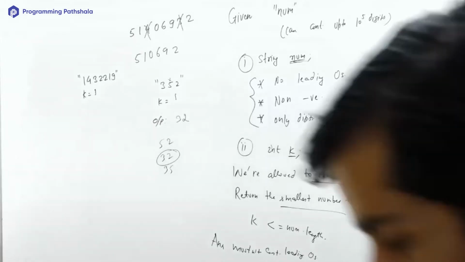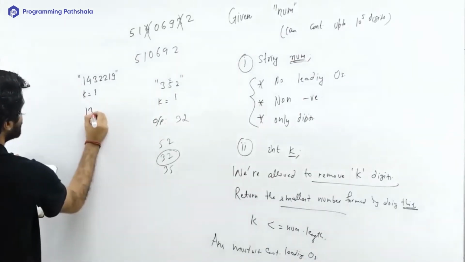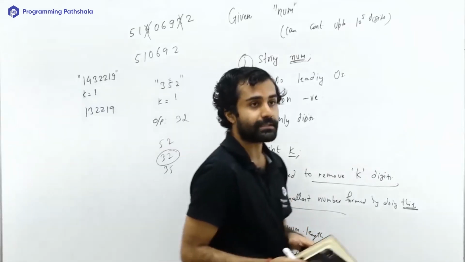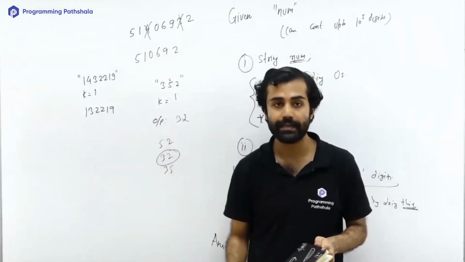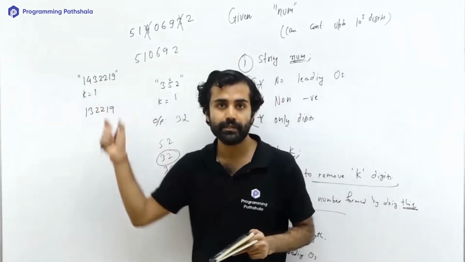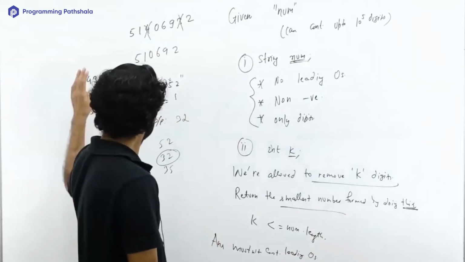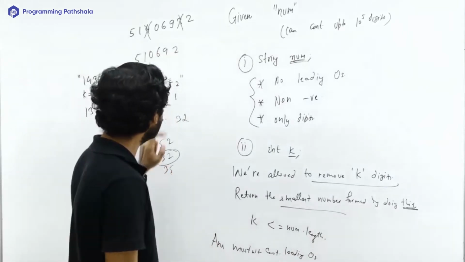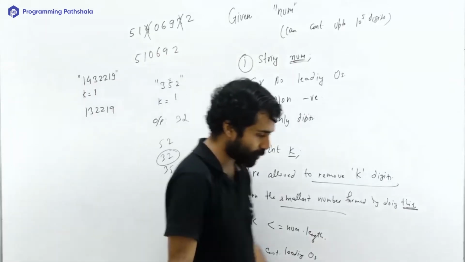So in this case, your output is going to be 132219. You can try out all the other possible removals that you want to try out, and you will see that this will be the smallest number that you can obtain after removing exactly 1 digit from this number. Okay. Now that we have seen this example and now we know what output could be, we have considered a very small test case. We have considered the case for k equals 1.